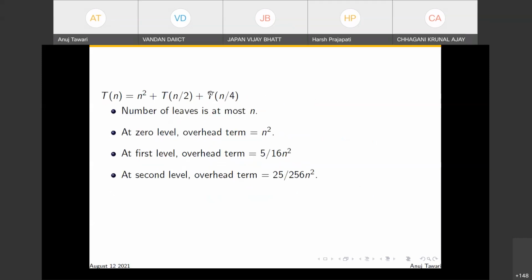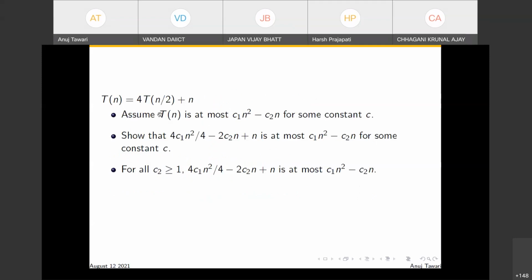So let us apply this Master's theorem here. T(n) equal to 4T(n/2). So here b equal to 2, a equal to 4. So n to the power log b base a will be n square. And in this case, this term is much smaller than n square. So the final solution will be T(n) is theta n square.